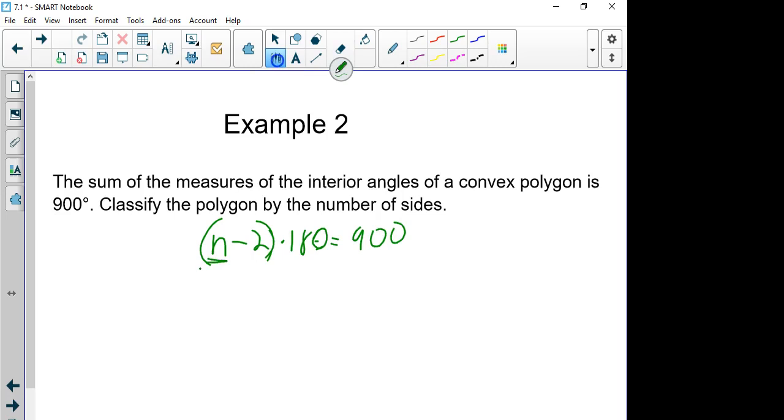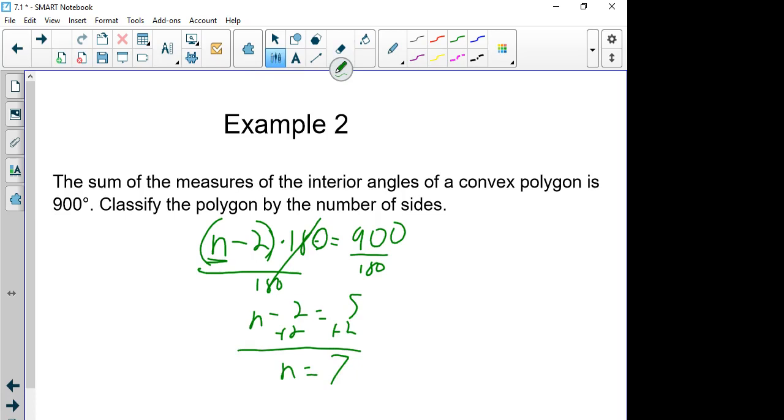How do we do that? We need to get rid of that 180 first. So we just do 900 divided by 180, and that's going to be 5. So n minus 2 equals 5. Add 2 to both sides. That means our shape has 7 sides. And if we go back to that previous chart, it is called a heptagon.